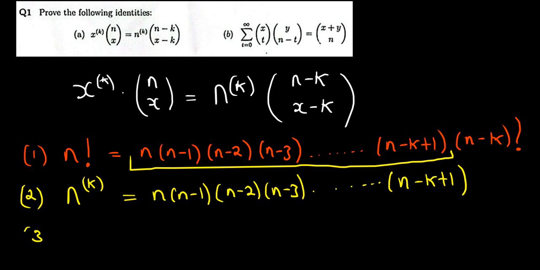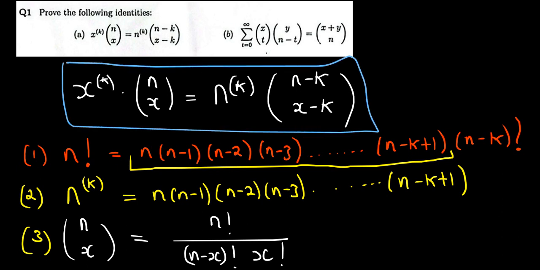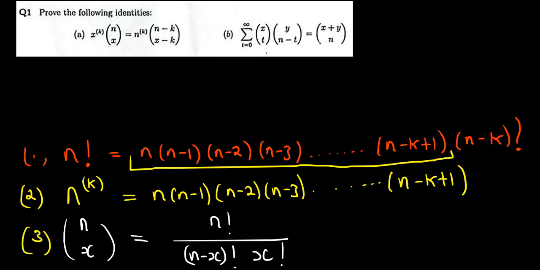And then the third one is the definition of a combination. If I have n combine k, let me use x, n combine x is the same as n factorial divided by n minus x factorial and then x factorial. These three definitions are going to help us prove this identity. Now that we know the definitions, let us prove that the left hand side is equal to the right hand side.